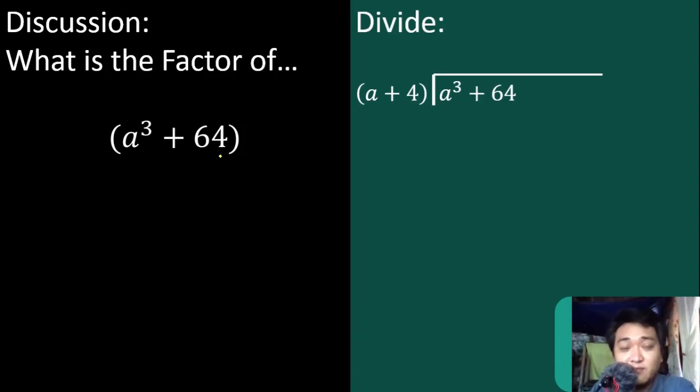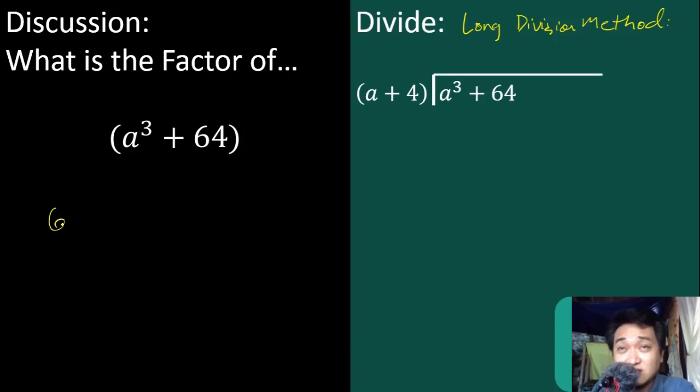Now, let's say, ito pa rin yung example natin kanina, no? A cube plus 64. Kung si a cube plus 64, i-divide natin kay a plus 4. Ano kaya yung magiging result using long division method? Sir, bakit kailangan pa ba natin gawin yan, yung long division method? Well, in some cases, the usual method na ginagamit natin para kunin yung factors is we divide.